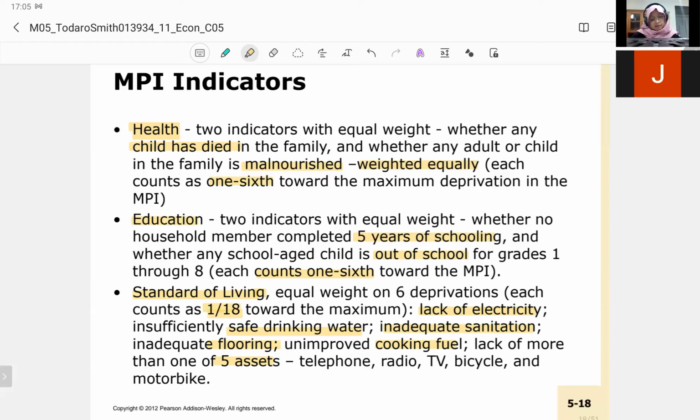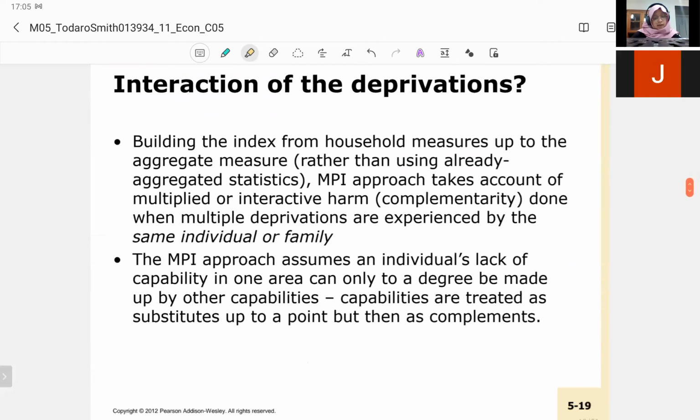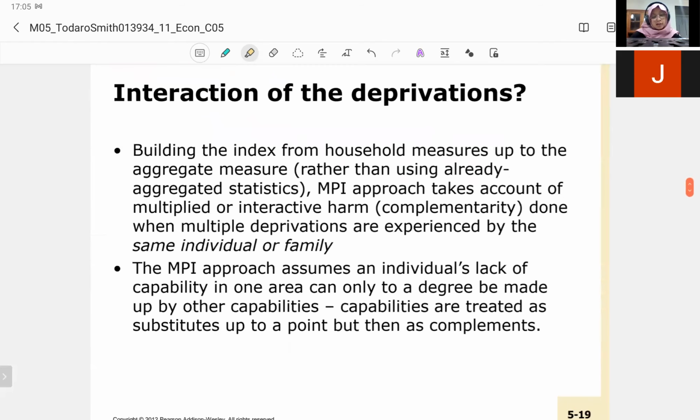18. That's the example. Okay. And then after that, we will have the interaction of the deprivation. So building the index from household measures up to the aggregate measure.